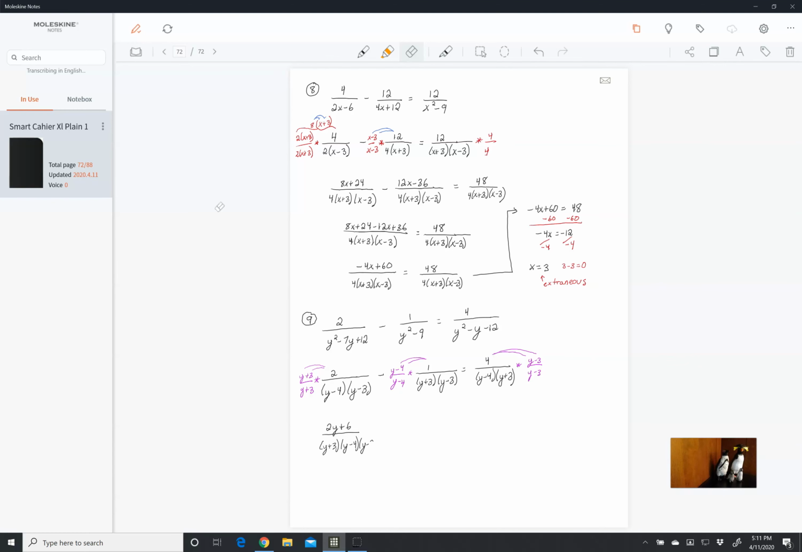You should always check that your new denominators are all the same. Then we have minus y minus 4. We were multiplying by a 1. And then a y plus 3. Remember, order doesn't matter here because it's all multiplication. And this becomes a 4y minus 12.